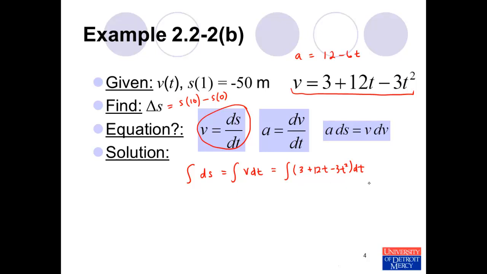Okay, so looking at this, we have an integral. Right now, it's an indefinite integral. We have no limits on the integral.